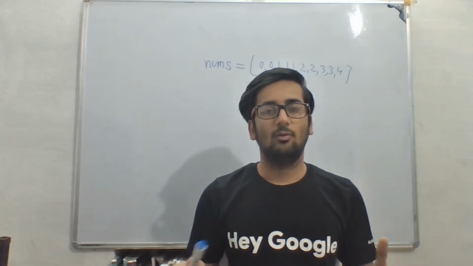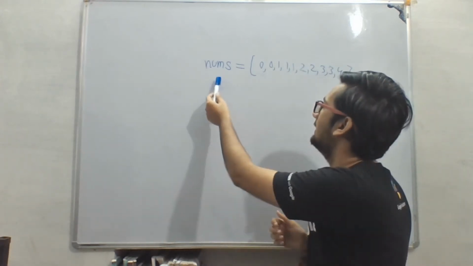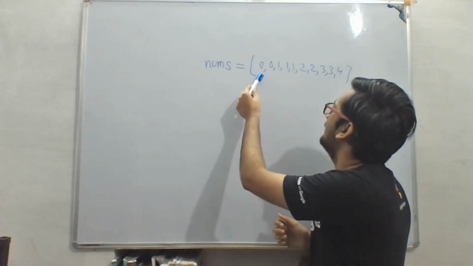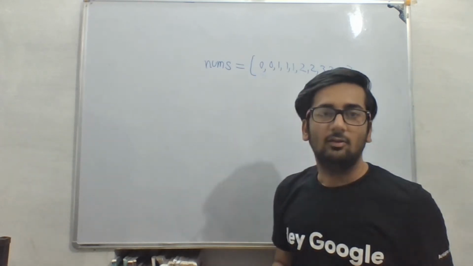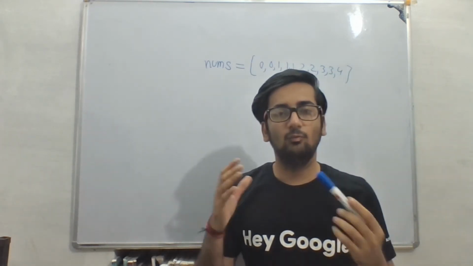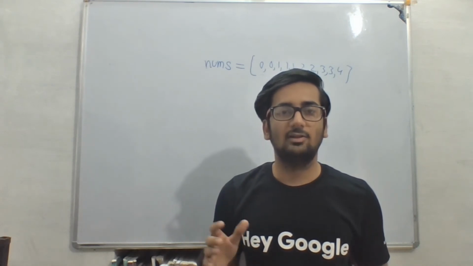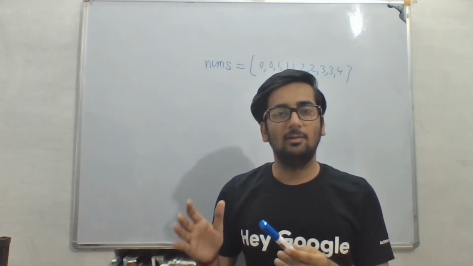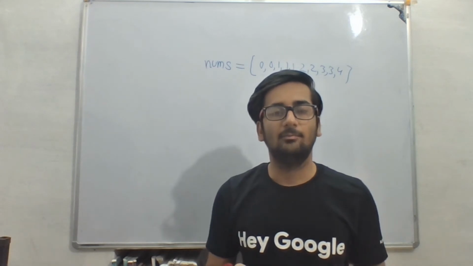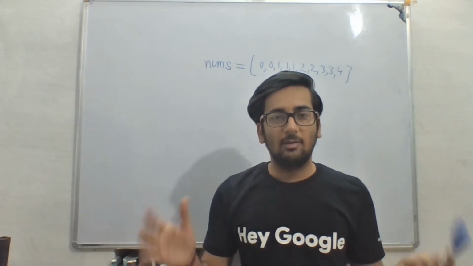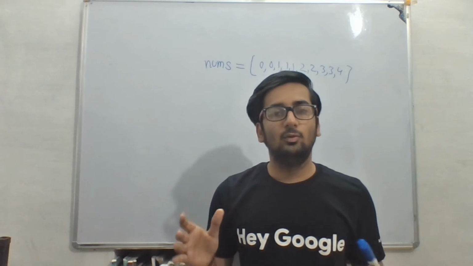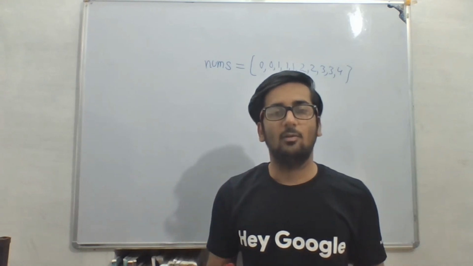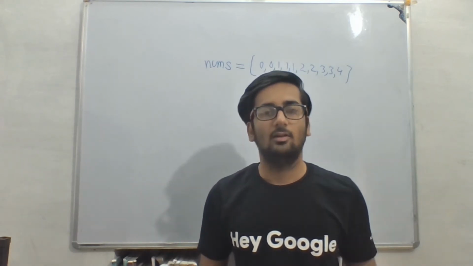So today we have a question. We are given an array with elements containing duplicates. What we have to do is remove those duplicates in such a way that each element occurs only one time. And the tricky part is that we don't have to use extra space or memory. Okay, let's do it.